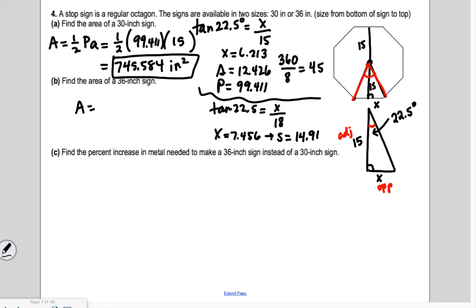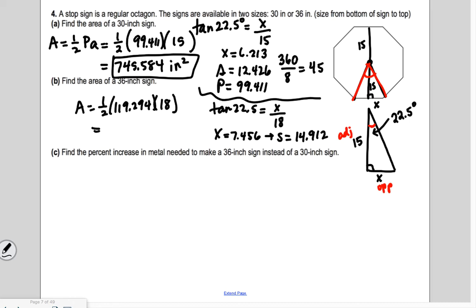Wait, how did you get 18 again? Because we knew that the length from the top of the sign to the bottom of the sign was 36. So we divided by 2. And then our perimeter is multiplying by 8. So we're going to have 1/2. This time it's a little bit bigger. It's 119 something. So 119.294 times our 18.